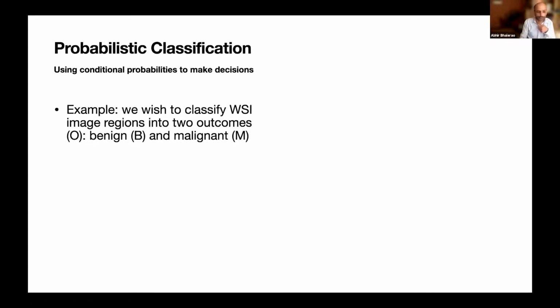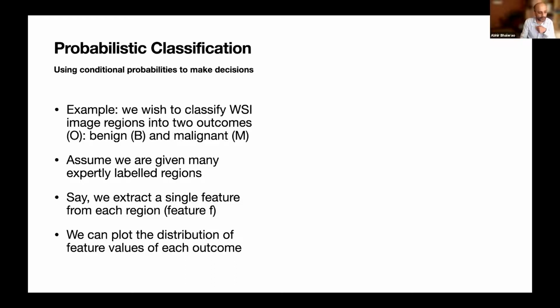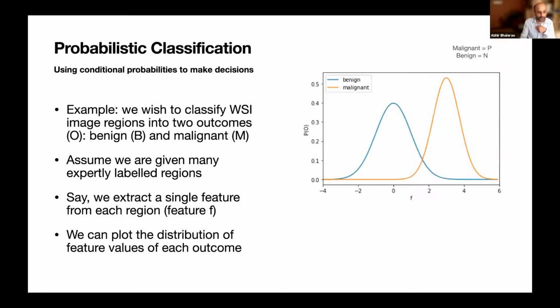For example, if we have a whole slide image and we have two types of outcomes, one which is benign and one which is malignant, let's assume that we're given many expertly labeled regions and we extract some single feature from each region. We can plot the distribution of the feature value against the outcome. This is like looking at the histogram of the input data against which class, which outcome, they fall into. And we might get something that looks like this. This is similar to the color feature plot I showed you, but here I've only got a single feature. So I'm looking at the outcome probability: the x-axis is the feature and the y-axis is the probability given one of these two outcomes.